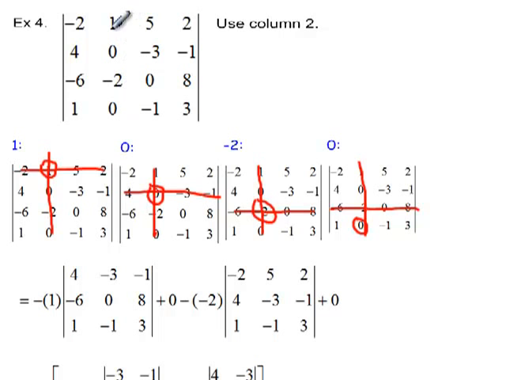So if you pick column 2, write down the entries 1, 0, -2, 0. And learn to do the submatrix. So cross out the 1, cross out the first row, second column. So the remaining entries are -6, 1, -3, 0, -1, -1, 8, 3, right here. Second entry, cross out the second column, second row. So it'll be -2, -6, 1, and so on.